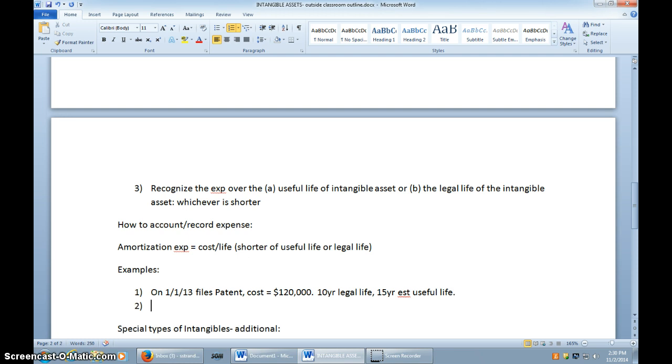Okay, so to calculate it, we're going to take $120,000, cost of the asset, divided by the shorter of the legal life or the useful life, 10 years. And we are then going to arrive at $12,000 a year for amortization expense. Spelled it right there.